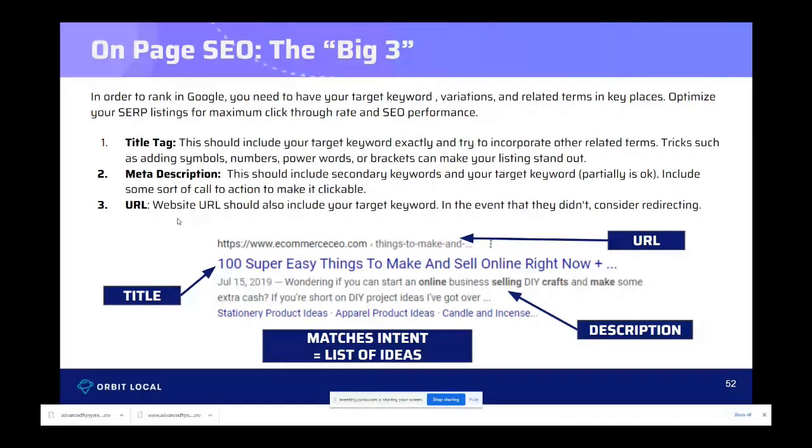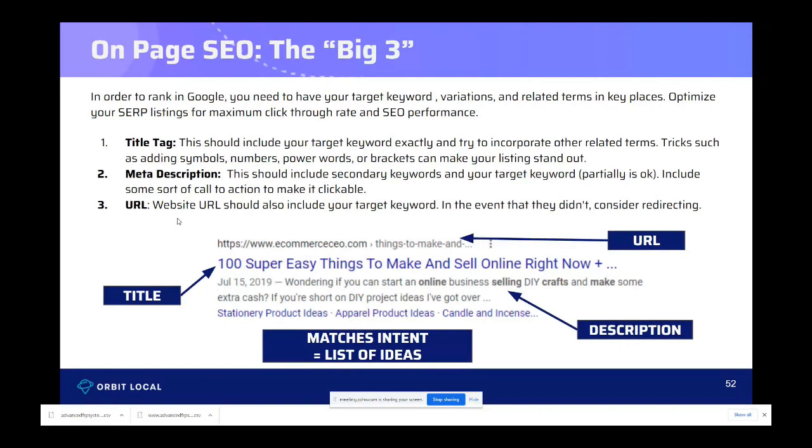I look at your title tag, your meta description, your URL. You know what these things are, so I'm not going to go too much into detail. But if you can include some symbols, numbers, or power words in that title tag, you can try to make your listing stand out. You also need to try to include secondary keywords and your main target keyword in your meta description, and also try to make some sort of call to action or something to make it clickable.